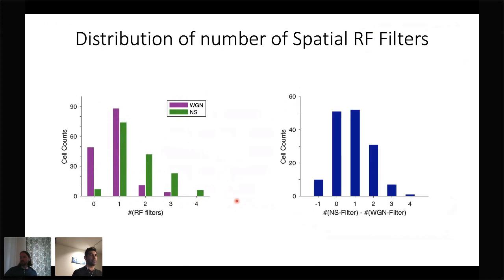We also looked at the distribution of the difference between the number of filters for the receptive fields characterized using natural scenes and white Gaussian noise for the same cell. And as it can be seen, this distribution is very asymmetric, and it is skewed to the right towards having more spatial filters for the characterization using natural scenes.